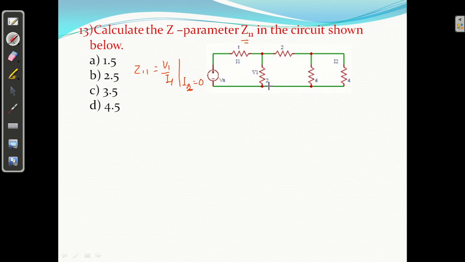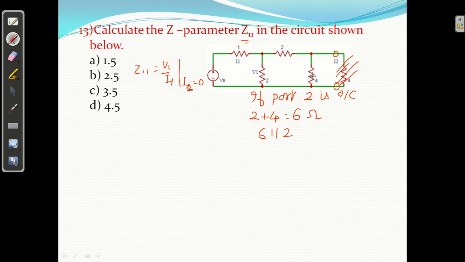This means port 2 is to be kept open. If port 2 is open circuited, then there is no current here, and this is not in the circuit. So we start from here because this is open circuited.